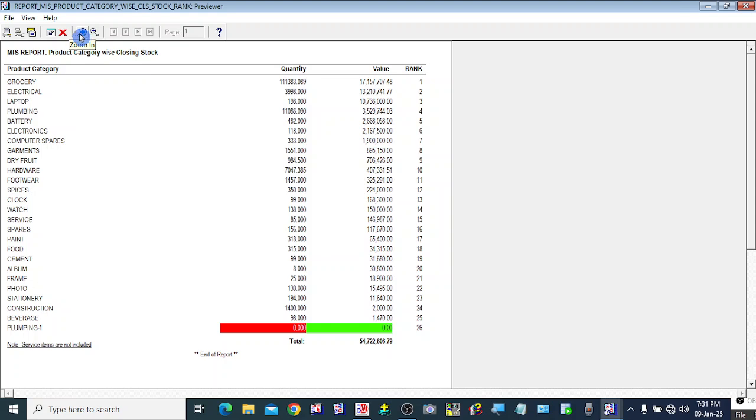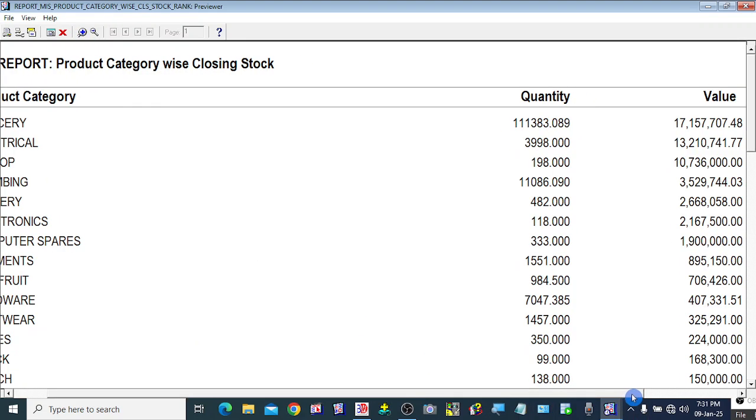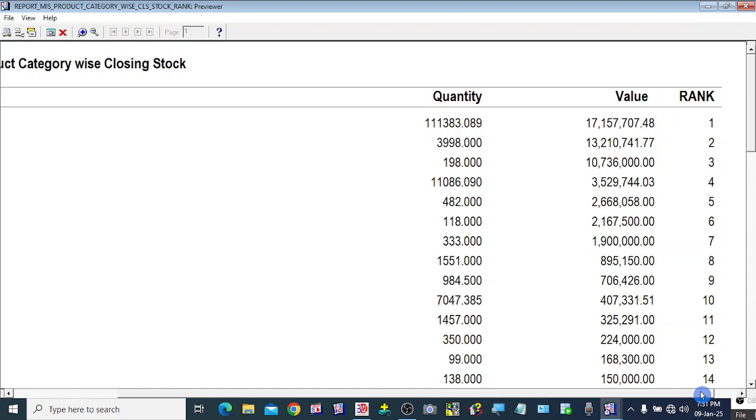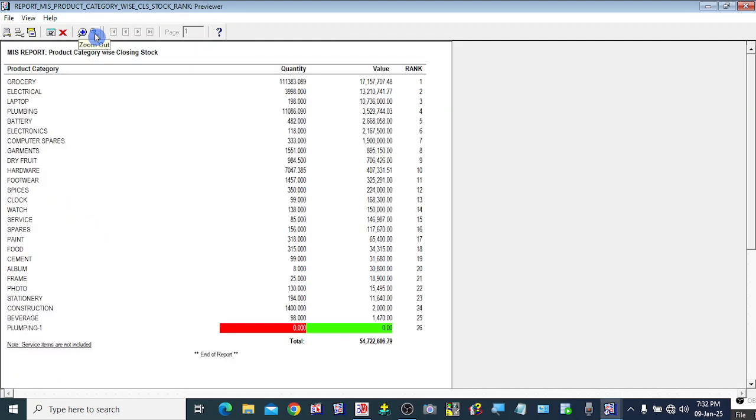This report is very useful for the management to take various decisions, and they can focus more attention on the various categories to improve the sales relating to the category in which more stock is lying.